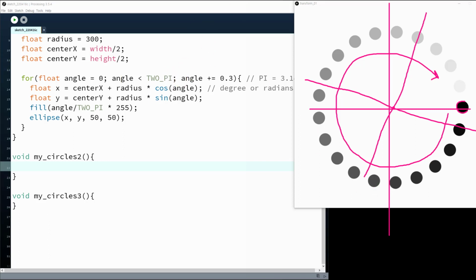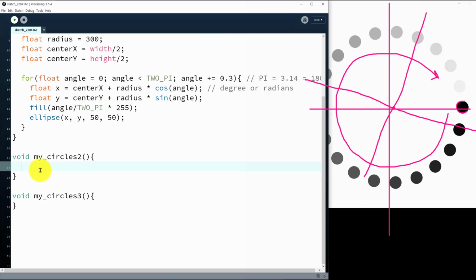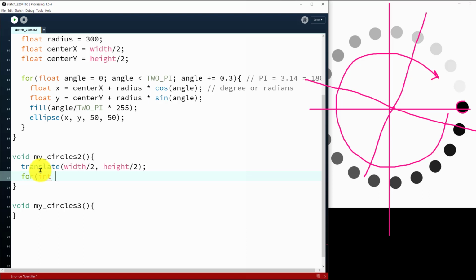So I'm gonna go to the code and use the translate function, where you need to translate the origin to the center of the canvas, right? So we are gonna translate with width divided by 2, height divided by 2. That's the first one. Then I'm gonna draw the circles using for int i equals 0, draw 20 circles around, i plus plus.